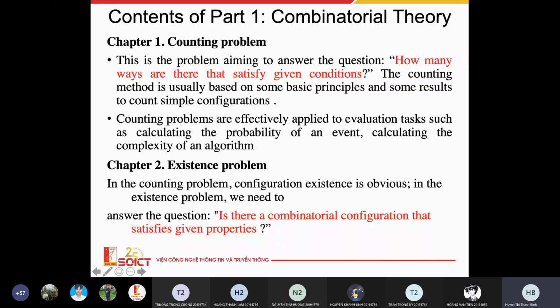In the counting problem, the question is how many ways are there that satisfy the given condition? But in the existence problem, is there a combinatorial configuration that satisfies the given property? So for the counting problem, is the answer 10 or 21 or 100? The answer is a number. But in chapter 2, the existence problem, the answer is yes, there is, or no. So the answer is a yes or no.